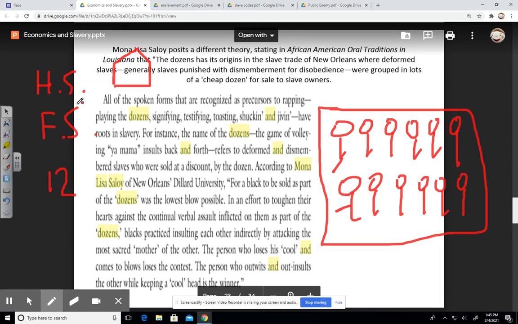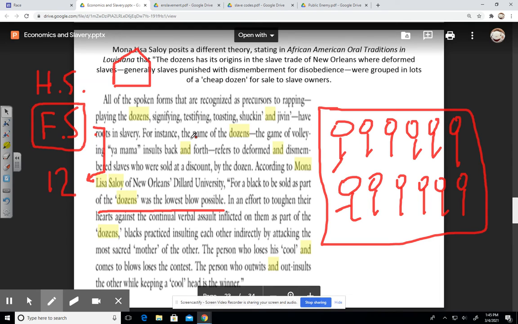So the dozens is a game, and it's poking fun, clowning at the dozens, because maybe this is a way to feel better about your own circumstances. As it says here, for a black to be sold as part of the dozens was the lowest blow possible. And so this plays out.